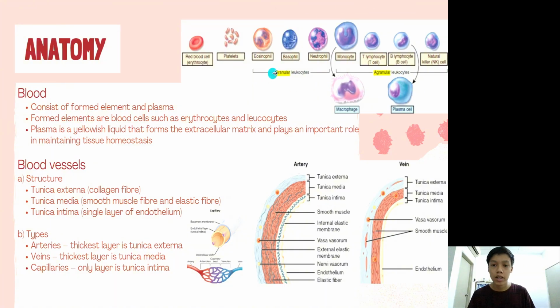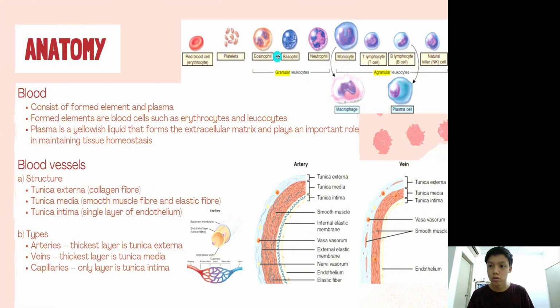agranular leukocytes. Granular means we can see granules in the cytoplasm, and agranular means we cannot find any granules in its cytoplasm. So for granular leukocytes, there are neutrophil, eosinophil, and basophil. Neutrophil plays an important role in phagocytosis. Eosinophil kills parasitic worms, and basophil prevents blood clotting.